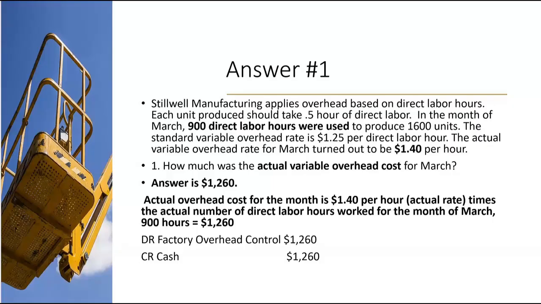And what we would do with that is make a journal entry debiting factory overhead, or what they call factory overhead control, and crediting cash, because that represents what was spent on variable overhead for the month of March. So make a note, if they ask you what was spent, you're going to need a journal entry. And the factory overhead account, or what they call factory overhead control, is debited for actual costs.